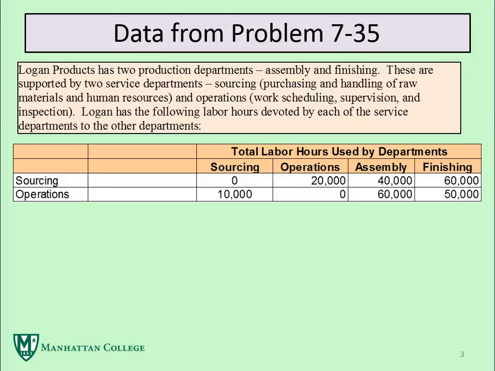But it spends most of its time in the assembly and finishing departments, a total of 100,000 hours in those two production departments. The operations department spends some time doing scheduling and supervision in the sourcing department, 10,000 out of 120,000 direct labor hours. But again, the operations department spends most of its direct labor hours supporting the two production departments, assembly and finishing.